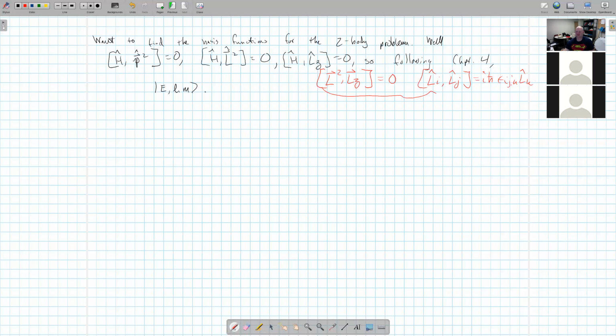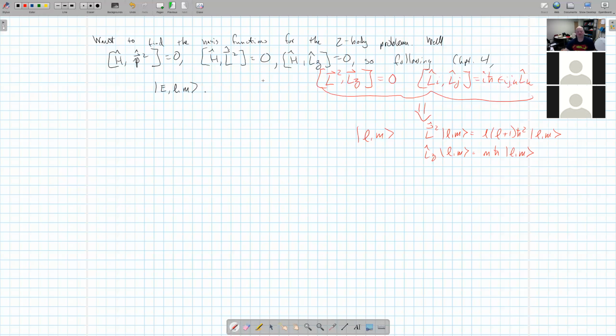So using this information, we created a simultaneous eigenstate of L squared and Lz, which we called |l m>, so that if we acted L squared onto |l m>, that gave us l times l plus 1 times h bar squared times |l m>. And if we acted Lz onto |l m>, that gave us m h bar times |l m>.